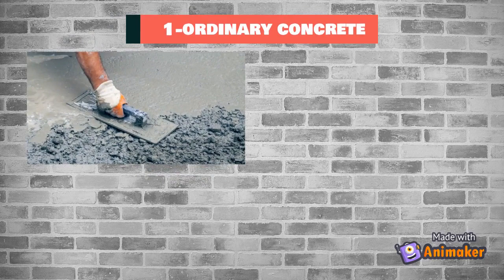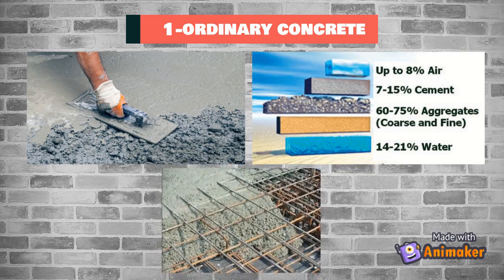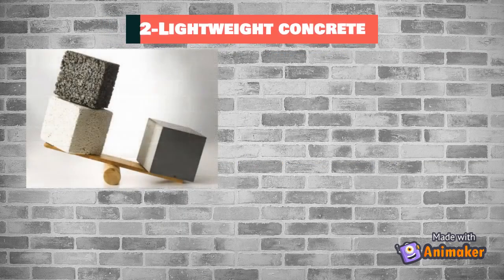The constituents are cement, sand and aggregate, mixed with water, typically in the ratio 1, 2 and 4. It is generally used with steel to support tensile force, so it becomes a composite material. It's called reinforced concrete.